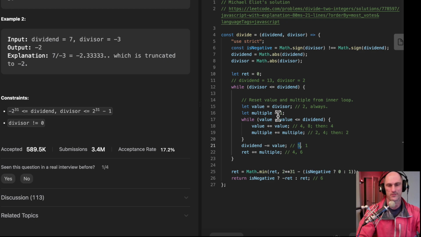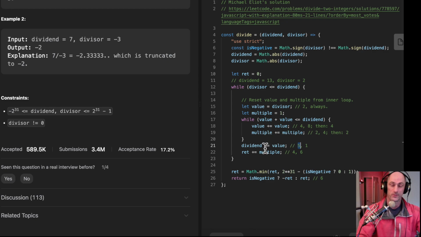And that's how that works. We've got the remainder of 5, but 2 still might go into that remainder multiple times. And that's why we have this nested loop with the outer loop and the nested loop. So 2 plus 2 is 4. That's less than 5. Now we're going to assign that to value. Value is now going to be 4. Multiple is now going to be 2 instead of 1.